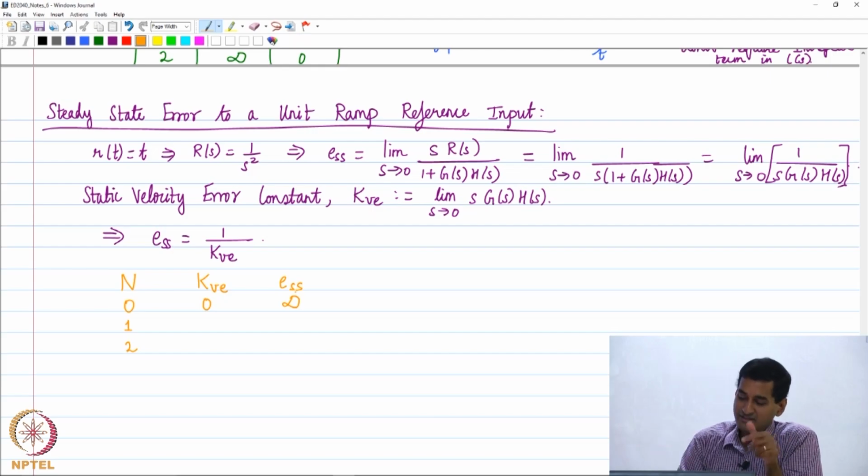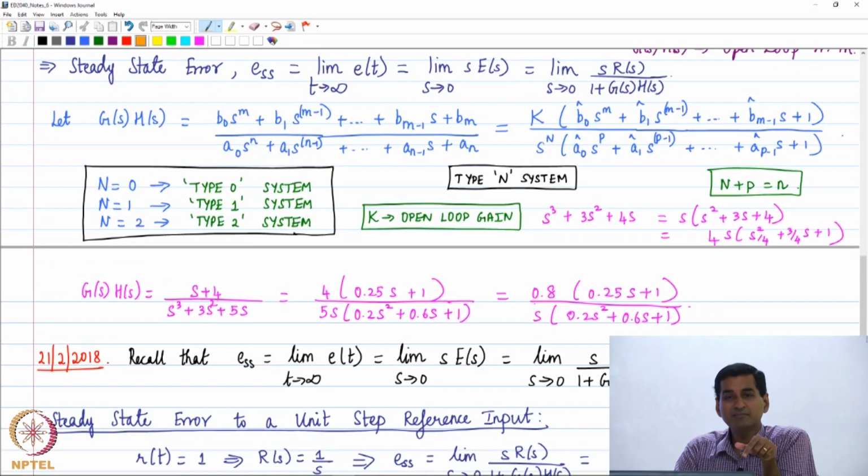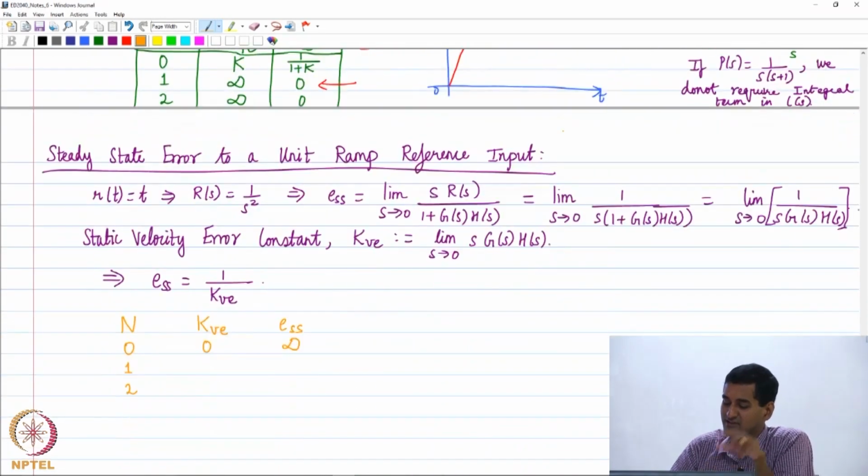Is it clear? Now with a type 1 system, what will happen to KVE? Type 1 system means there is an S term in the denominator. So you multiply by S, the S and S will get cancelled, right? So as you take the limit S tending to 0, what will happen to this KVE? It will become capital K, the open loop gain, right? So what will happen to the steady state error? It will become 1 by K, right? Correct? So for type 2 and higher, KVE will be infinity, and consequently the steady state error will be 0.